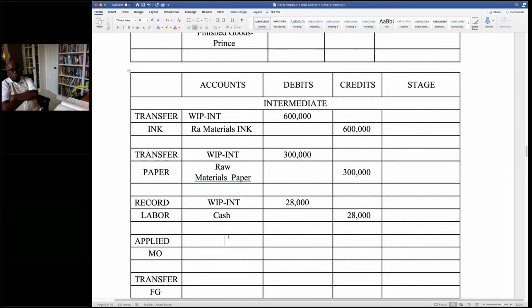Okay, and the next one, we're going to get the applied manufacturing overhead for them. To get that, we would debit work in process, intermediate, and credit manufacturing overhead. And if we scroll up above, we can see that he told us we would multiply their actual amount of labor hours that we said was 2,800 by the activity rate, which is 8. So 2,800 times 8, and we get 22,400.